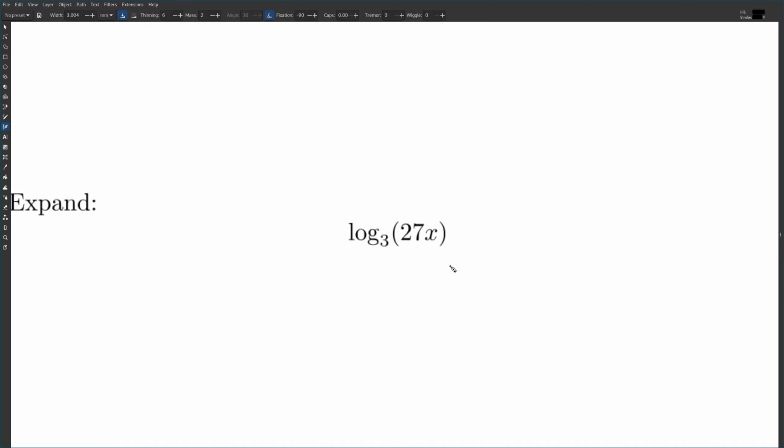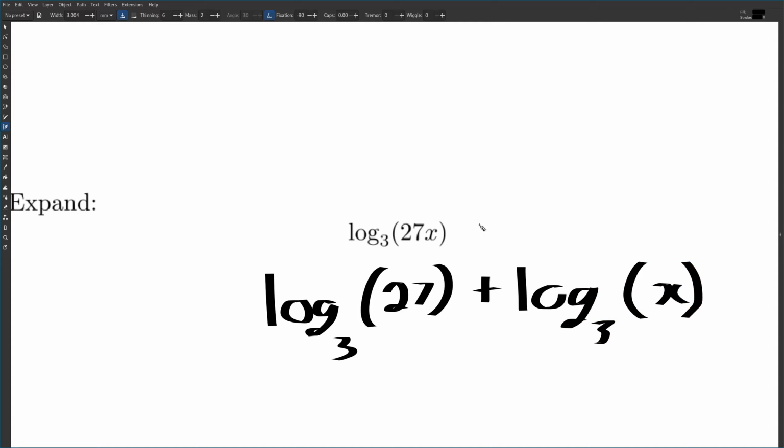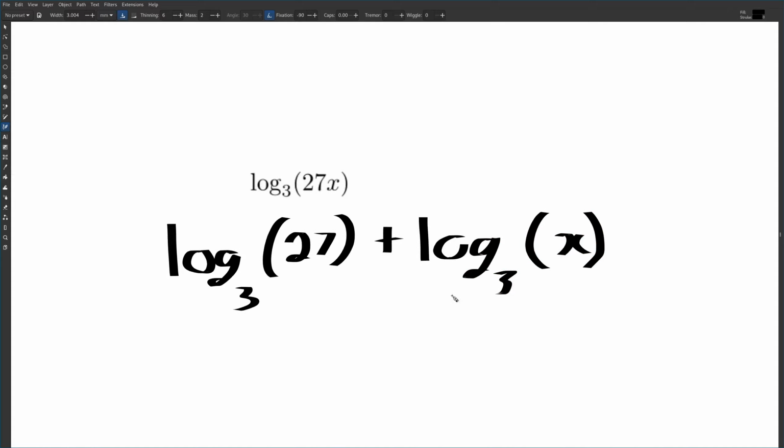And let's do the same thing we did in the last problem. Associating products and sums, we can break this down into log base 3 of 27 and log base 3 of x, since 27 times x is 27x. Okay, now we have two separate logs basically.